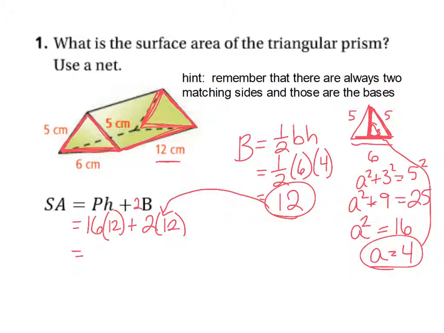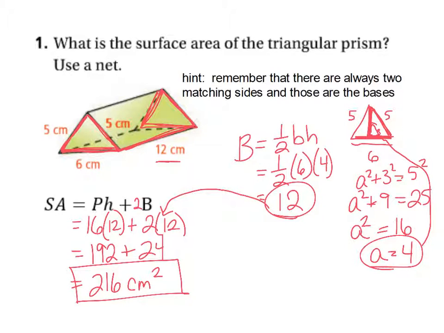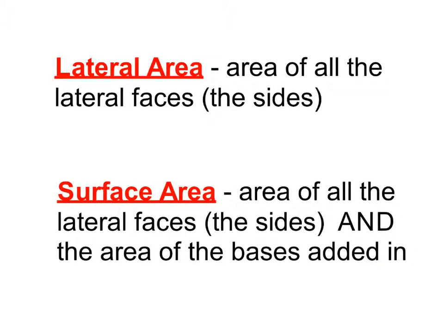All right, now you're ready to go to your calculator and do 16 times 12, and that's 192. Plus 2 times 12, that's 24. Add those together, and you get 216 centimeters. It's still surface area, so we square the units on that. Okay, definitely using stuff from the last chapter here.